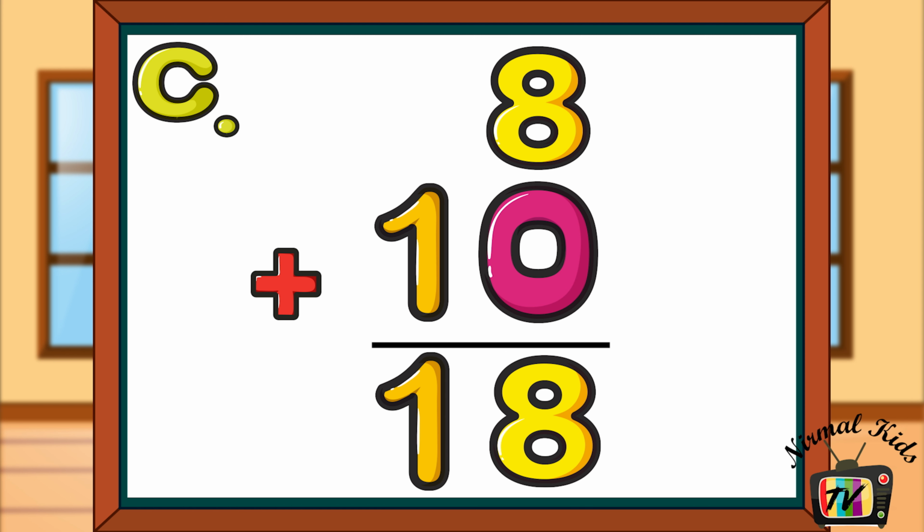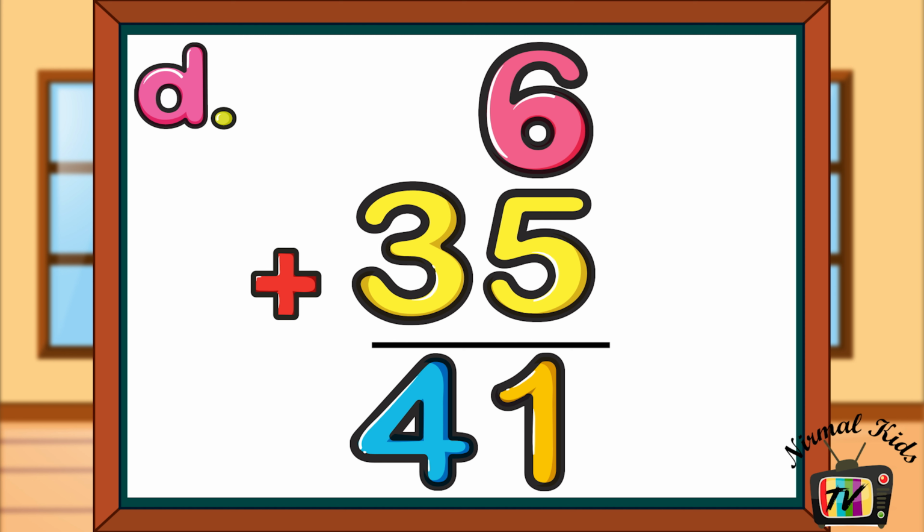Next is 8, 1, 0, 10. Now add 8 plus 10 equals 18. Next, 6, 3, 5, 35. Now add 6 plus 35 equals 41.